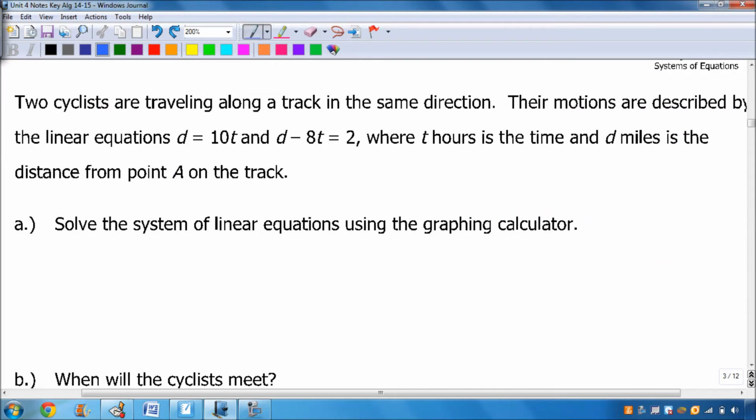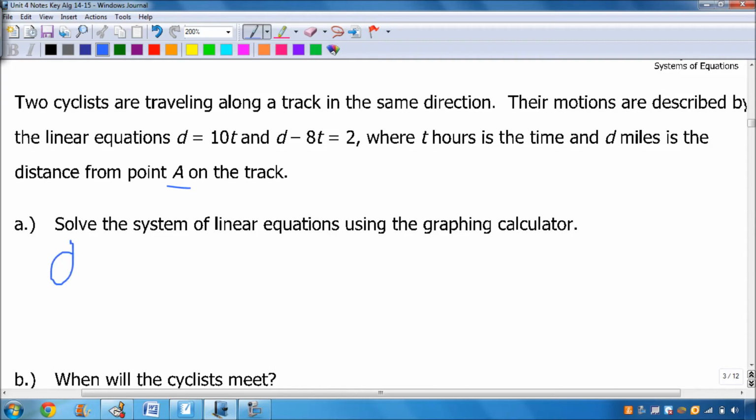Okay, so make sure you grab it. 2 cyclists are traveling along a track in the same direction. Their motions are described by the linear equations d equals 10t and d minus 8t equals 2, where t hours is the time and d miles is the distance from point A on the track. Solve the system of linear equations using the graphing calculator.